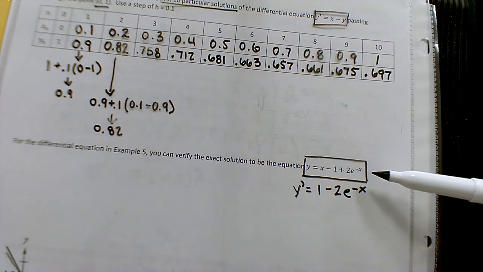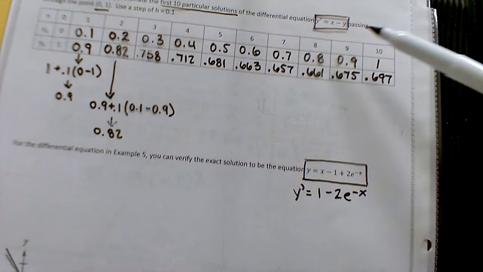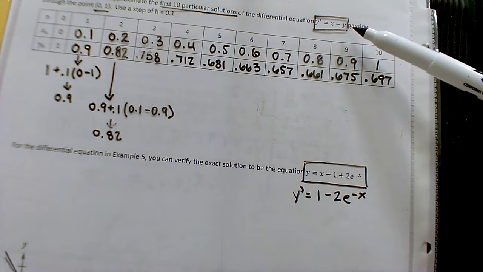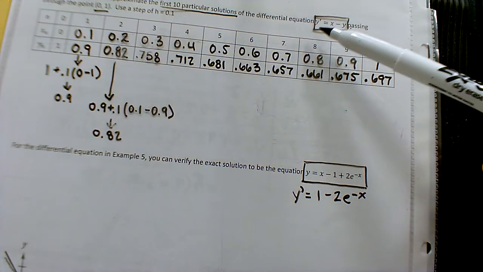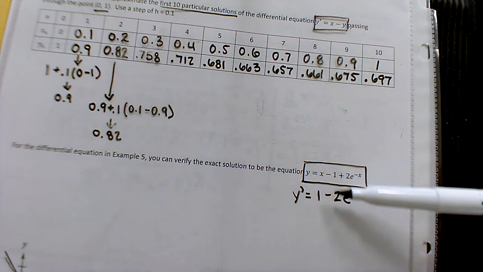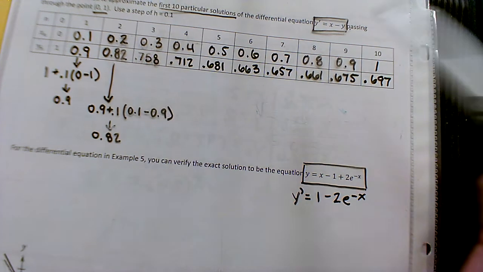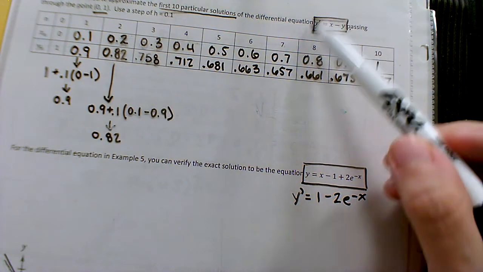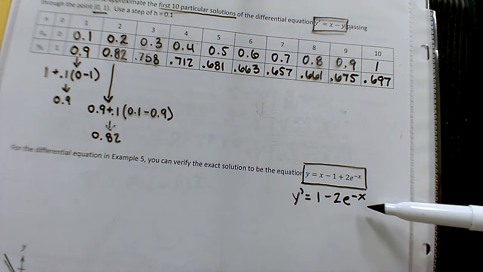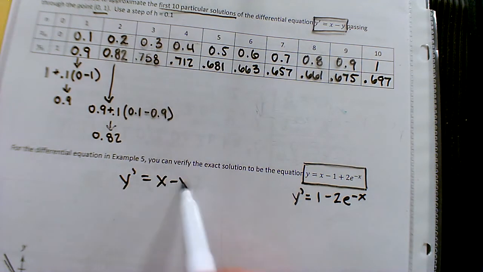So notice how if we take the derivative of this equation, it doesn't exactly look like the derivative they gave us at the top, right? Because this is telling us y prime is x minus y, but what we found was y prime is 1 minus 2e to the negative x. They don't look exactly the same, but that doesn't mean they're not equal. What if we try to manipulate this one to make it look like that? We know y prime is x minus y.